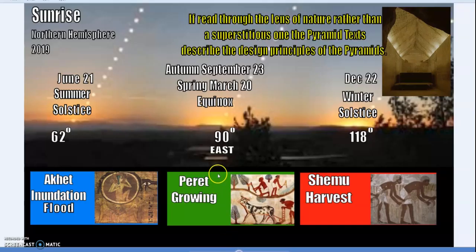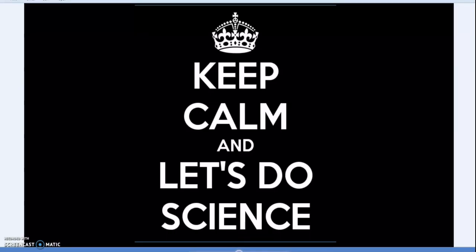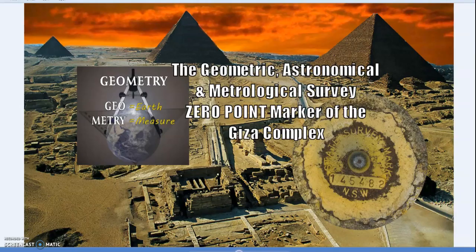So with the equinox, we get 90 degrees east, but also the sun will set at 270 degrees, perfectly west. We have east and west on the day that night and day are equal. Equinox: equal night and day. This is an important feature for timekeeping as well. So let's keep calm and let's do some science with this.